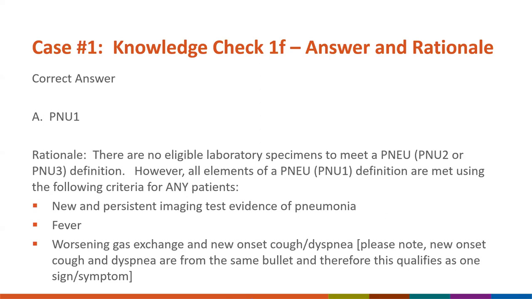With these elements, we have new and persistent imaging test evidence of pneumonia, the infiltrate that was first identified on February 23rd and does remain persistent, a fever greater than 38 degrees Celsius, and then there are 2 qualifying signs or symptoms from separate bullets of the bulleted list. There's a worsening gas exchange that's met when Mr. Brown transitions to a non-rebreather mask, and new onset cough and dyspnea is also met. It is important to mention that the new onset of cough and dyspnea does come from the same bullet in the new 1 definition. Therefore, this qualifies as only 1 sign or symptom.